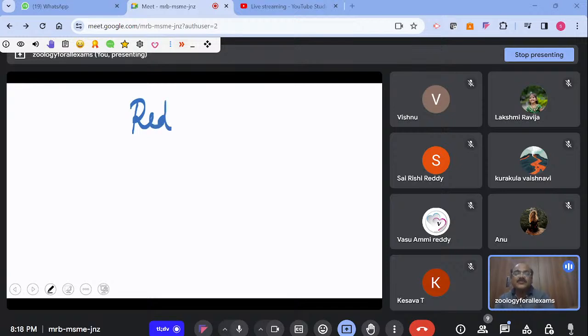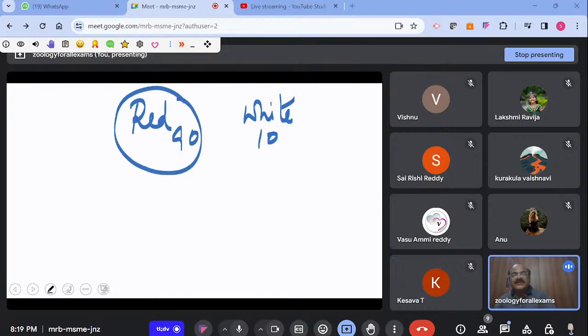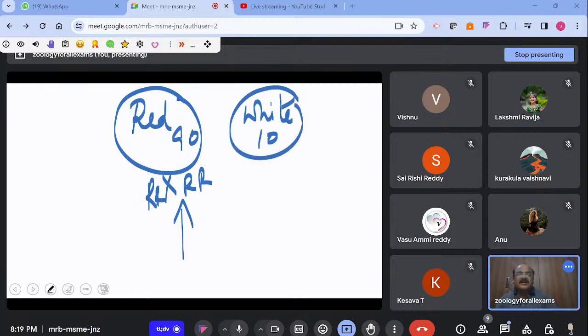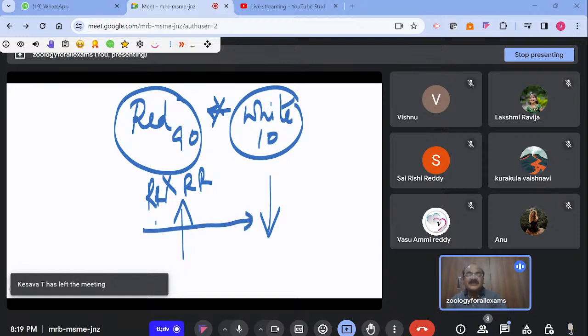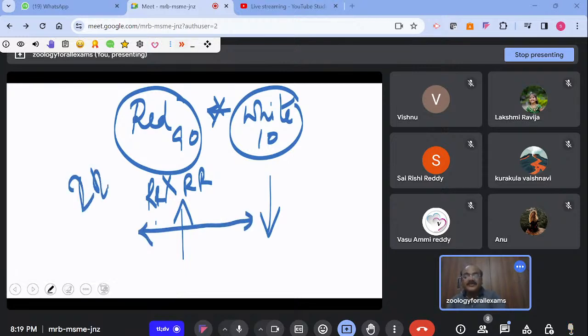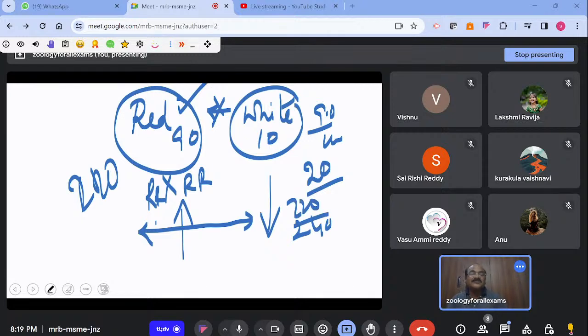Let us say there are red-eyed individuals and white-eyed individuals. These are 90 and these are 10. If the red-eyed individuals mate only with red-eyed individuals, their proportion gradually increases. When the white-eyed individuals are not mating with the red-eyed individuals, their proportion gradually decreases. So when there is selection, there is a change in the gene frequency. These increase to 220 and these remain just 20 only. 240. Previously 90 by 100 is the gene frequency of red, and now it is 220 by 240. That means the gene frequency got changed because of a process called selection. So when selection is there, gene frequency changes.